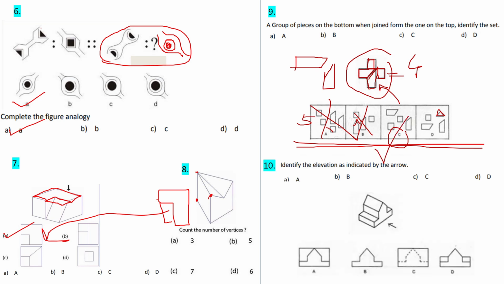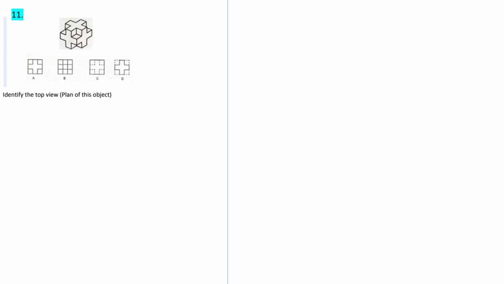Then if you have to look at this particular shape from this side, you have to guess the elevation of this particular side. So please try to solve this. Then coming on to the next problem, again a top view.